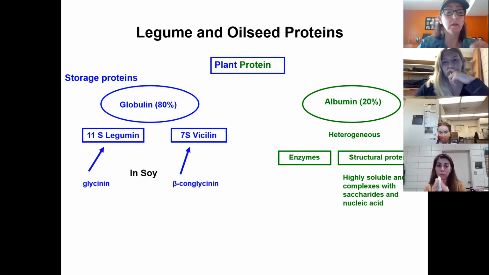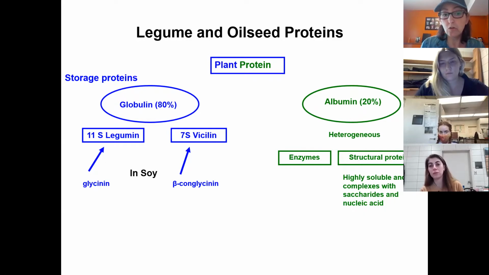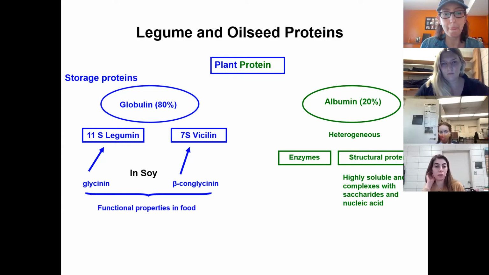So in soy, legumin is known as glycinin and vicilin is known as beta-conglycinin. In pea, however, legumin is legumin and vicilin is vicilin, and you have convicilin too. Same with chickpea, for example. But in soy, they're mostly known as glycinin and beta-conglycinin. And these are the ones that contribute to functional properties.